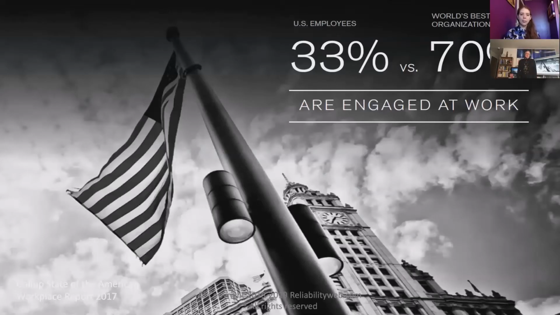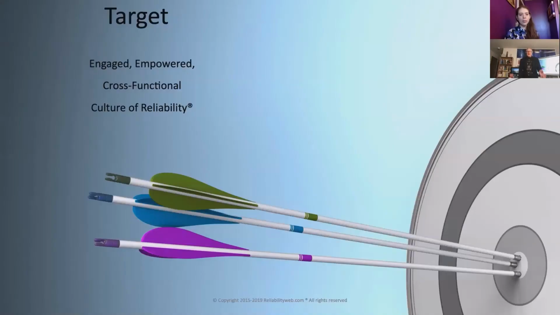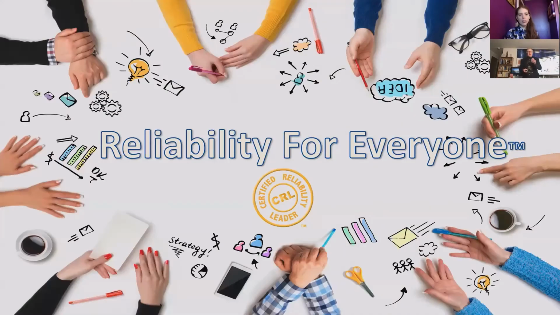Only 33% of Americans are engaged at work, versus 70% in the best companies. Again, I like how Maura said it. Our target here for Uptime Elements is an engaged and empowered cross-functional culture of reliability. And it's reliability for everyone. You can't have reliability for everyone or reliability for no one.